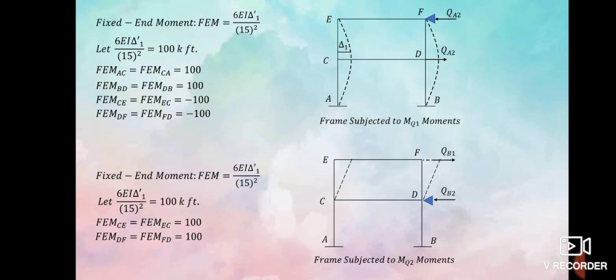And moving into the MQ2 moments, on the right side of my PPT on the lower part. The FEM has the same formula, thus resulting in FEMCE equal to FEMEC equal to 100. Same reason, because the letters are just scrambled, having the same units, meaning having the same result. And FEMDF and FEMFD are equal to 100.